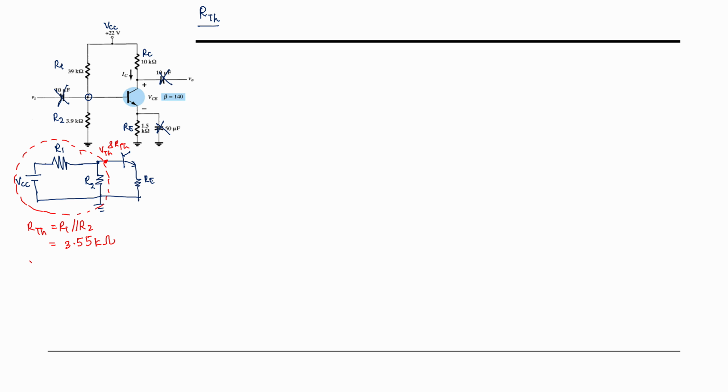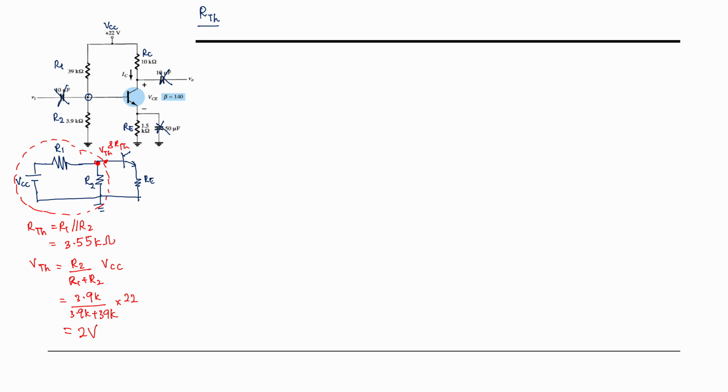How about the V Thevenin? V Thevenin is the voltage at this particular point. To find the voltage at that point, it's going to be R2 over R1 plus R2 multiplied by the VCC. So we have 3.9 kilo over 3.9 kilo plus 39 kilo multiplied by the VCC, which is 22. So you will get 2 volts.